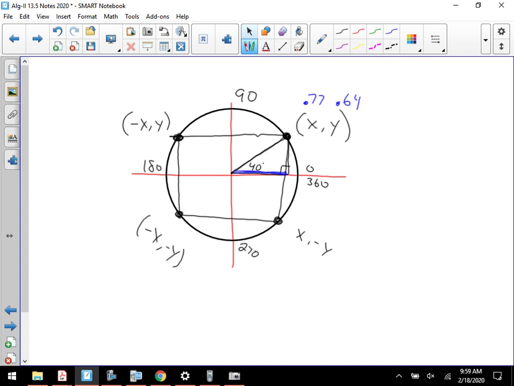Now, if I switch this to here, I'd have to maintain this angle to also be 40 degrees. If this value stays the same here, doesn't it? Now, if this is 40 degrees coming up from here, because I'm measuring from the 180, how many degrees is it from 0 to here then? 140. Okay. What is the sine and the cosine of 140?